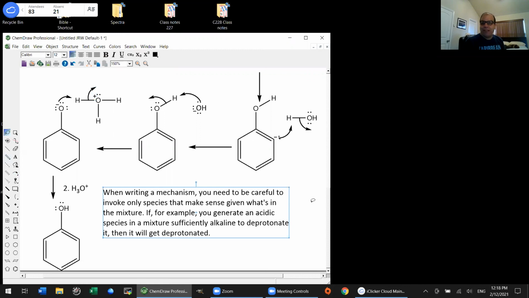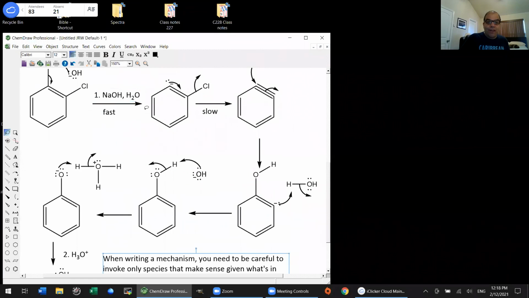So I've written down here just a reminder of the principle behind all this. Whenever you're writing a mechanism, it shouldn't ever be something you do mindlessly and blindly, just regurgitating. You need to be thinking at each step of the way, why am I drawing this structure? Hopefully these are questions you've asked and answered during your studying process. Why am I drawing this structure? What was the driving force to get here? What's the driving force for what happens next? Does the structure I'm drawing make sense given what's in the reaction mixture? Or is there going to be some further transformation?